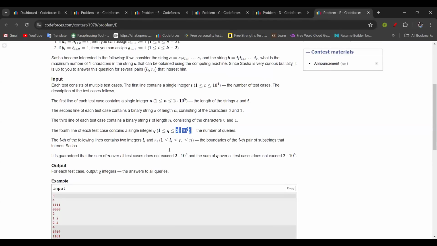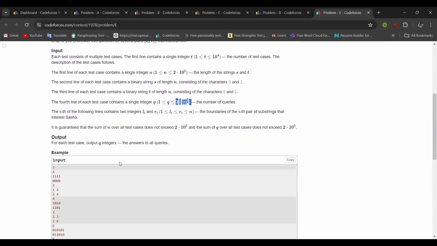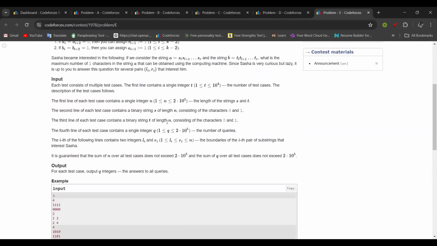So you can do some pre-computation for this n length string, and then each query you would have to answer in O(1), or O(log n) at max. So you cannot answer each query in O(n). You cannot brute force that. N into Q would give us TLE. So you have to answer each query efficiently. So what pre-computations can you do so that you can answer each query in O(1)? That you have to do.